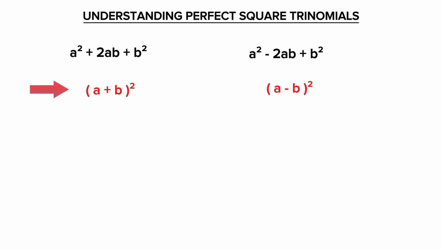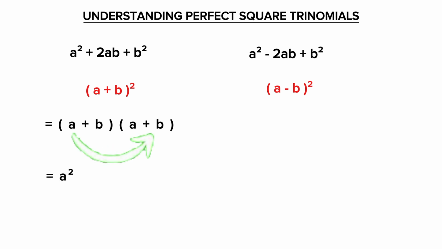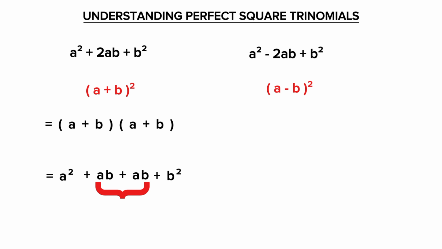Let's expand (a plus b) all squared. This equals (a plus b) times (a plus b). A times a equals a squared. A times b equals ab. B times a equals ab. B times b equals b squared. Now combine like terms. ab plus ab equals 2ab. So the full expression becomes a squared plus 2ab plus b squared. That's a perfect square trinomial.